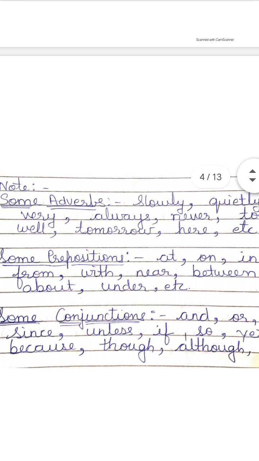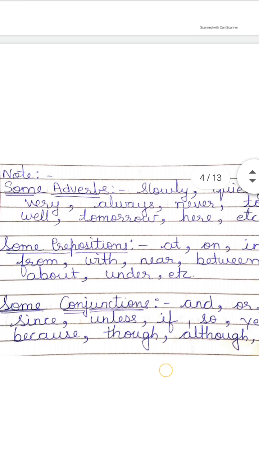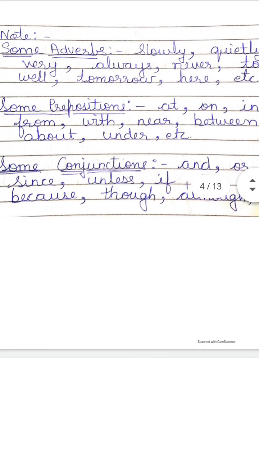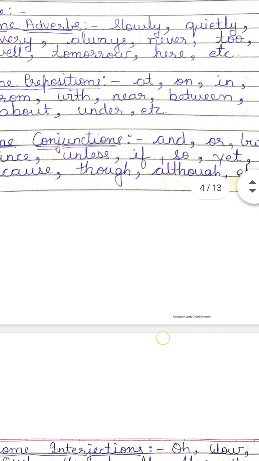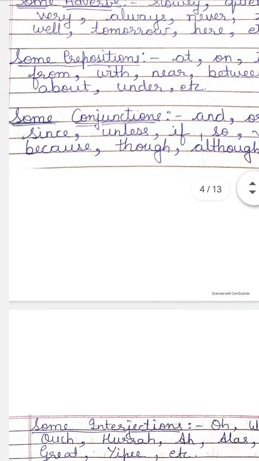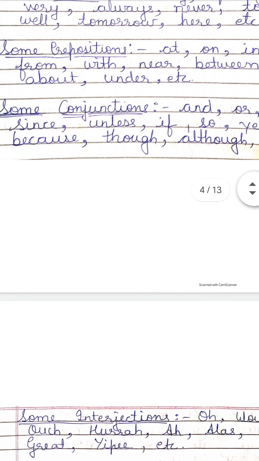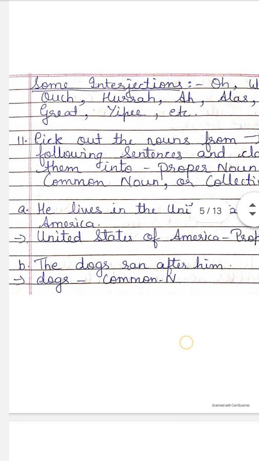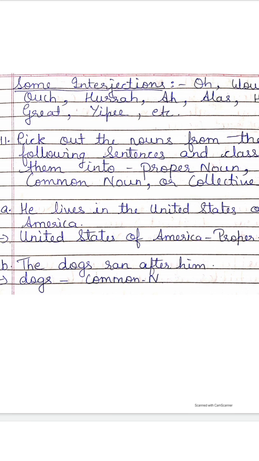Some prepositions also I have given: at, on, in, from, with, near, between, about, under, etc. These are some of the prepositions. Some conjunctions: and, or, but, since, unless, if, so, yet, because, though, although, etc. These are some of the conjunctions which are used. Now some interjections: oh, wow, ouch, hurrah, ah, alas, hey, great, yippee, etc. These are some of the interjections. So these I have just given as examples.